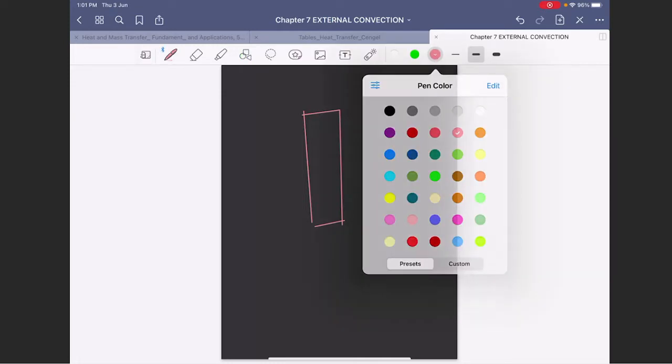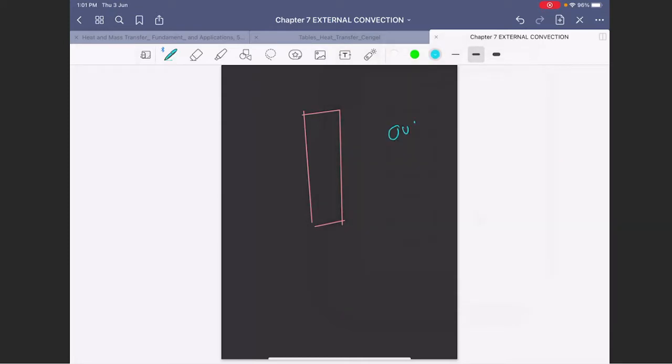This is your windshield. I'll make it vertical so it's easier. I didn't draw it properly, so let me arrange my iPad. Okay, now. This is your outside. This is inside.